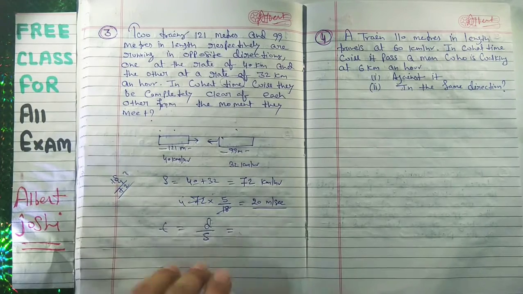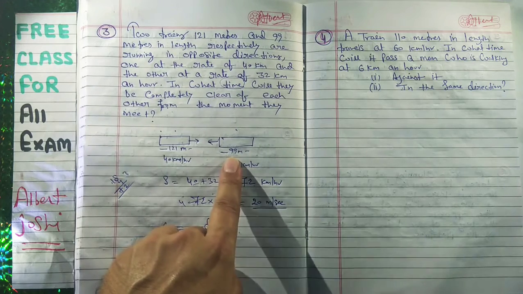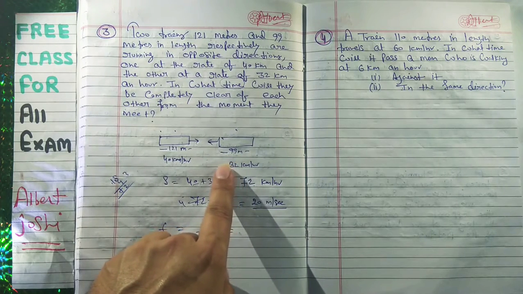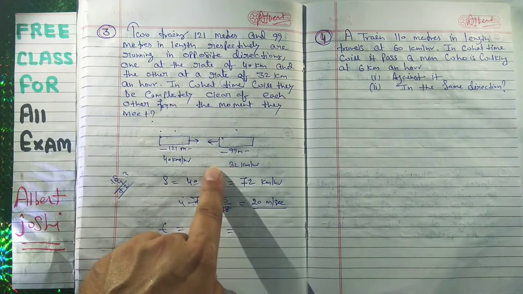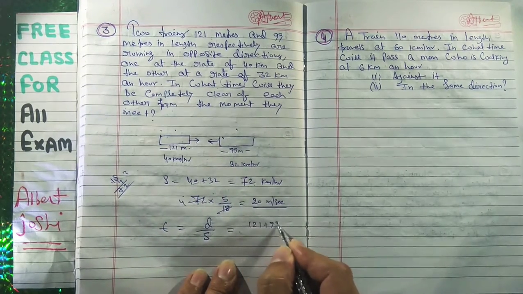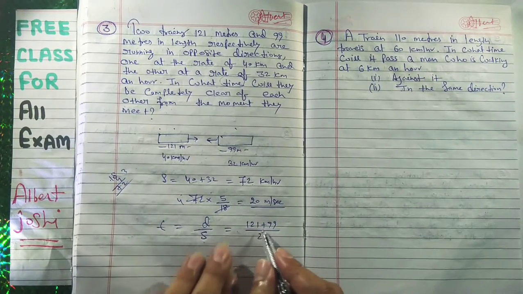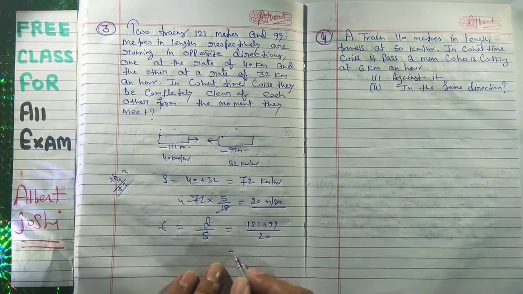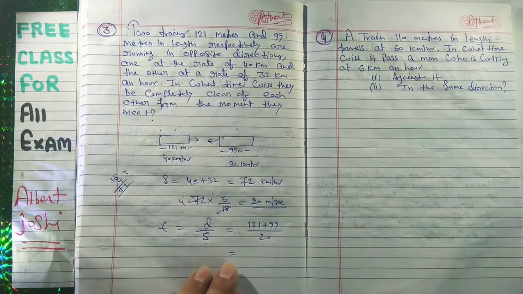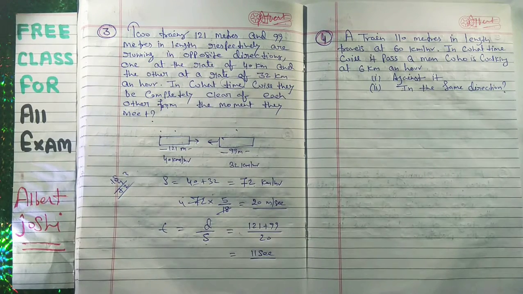What is your D? D is 121 plus 99, so the total distance is 121 plus 99, and your speed is 20. If you add 121 plus 99, you get 220, so the time is 11 seconds. This is your answer. I think that you understand.